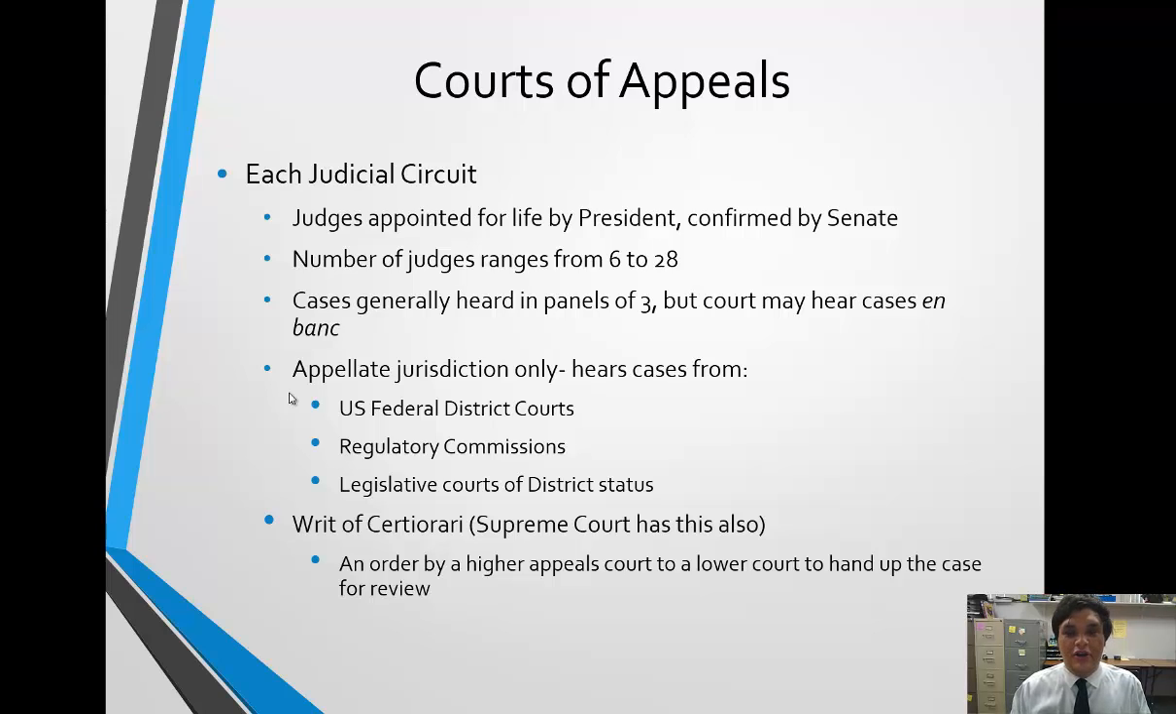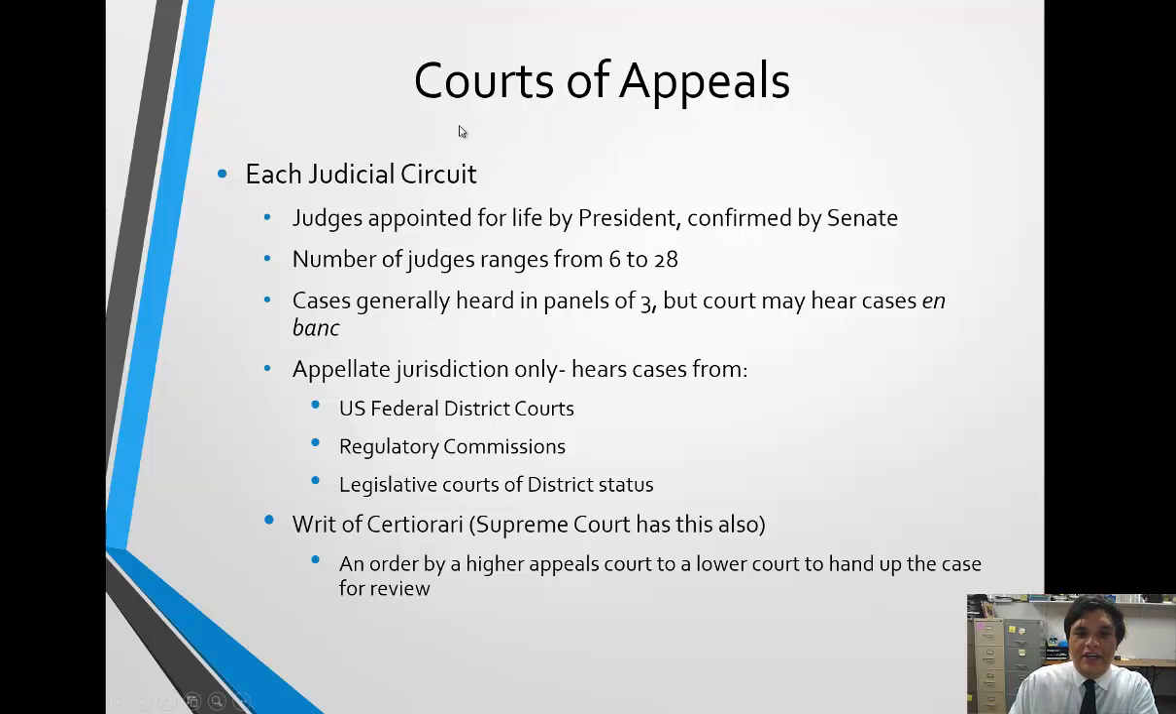The court, though, let's say it's a high-profile case, may hear the case en banc, which means they hear it in total. All of them are there for the whole case. That would have to be a pretty special case. It'd have to be deemed important enough for all of them to hear it.